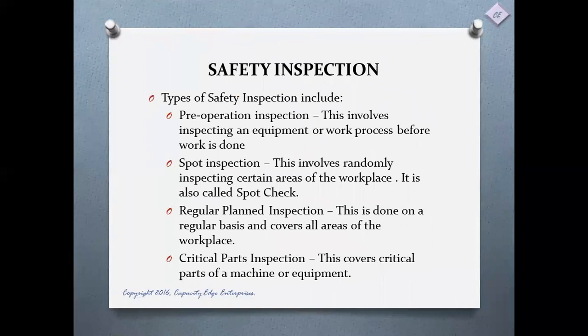So we have different types of safety inspection. We have the pre-operation inspection, which involves inspecting an equipment or work process. So before we start a particular work process or start using an equipment, we want to identify how it could be harmful to the worker so that at the end of the day, we don't run the risk of somebody getting injured while the equipment is being used or the work process is being carried out.